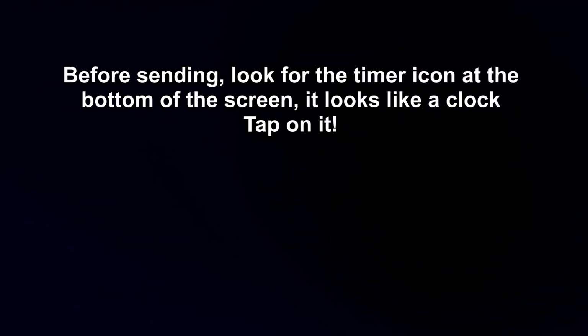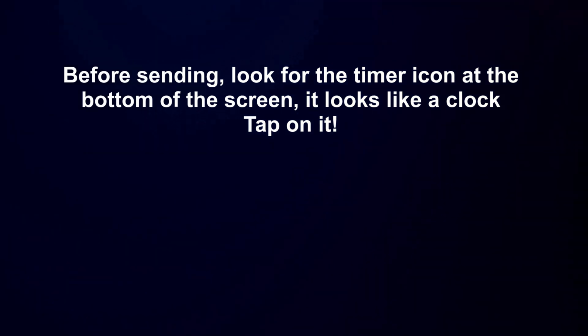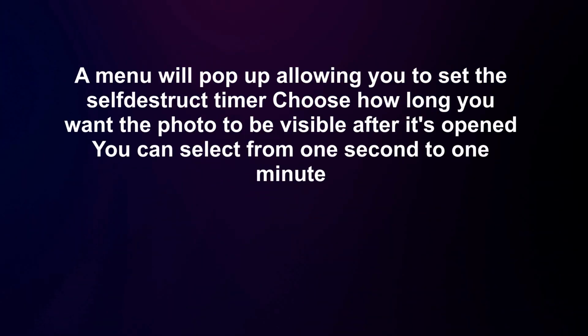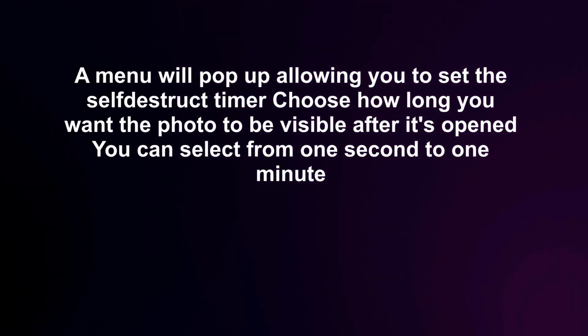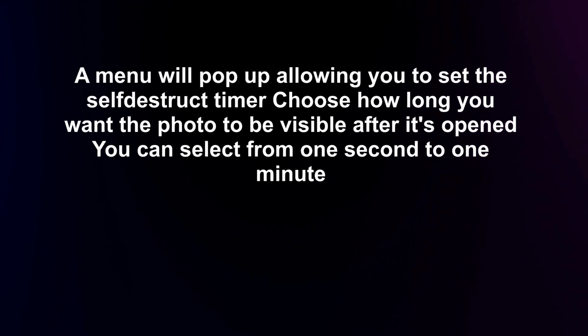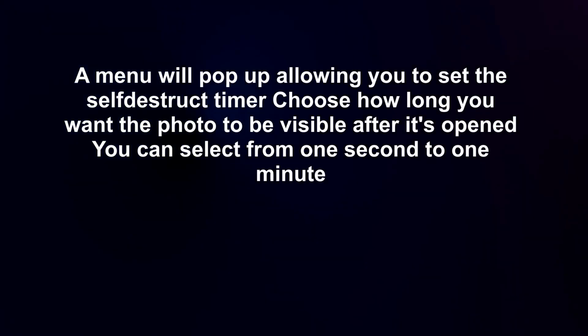Before sending, look for the timer icon at the bottom of the screen. It looks like a clock. Tap on it. A menu will pop up allowing you to set the self-destruct timer. Choose how long you want the photo to be visible. After it's opened, you can select from 1 second to 1 minute.